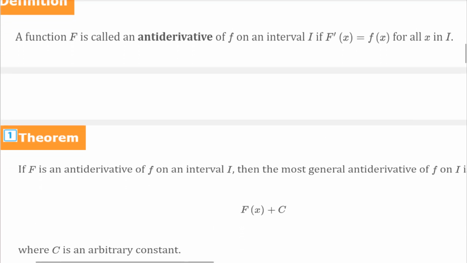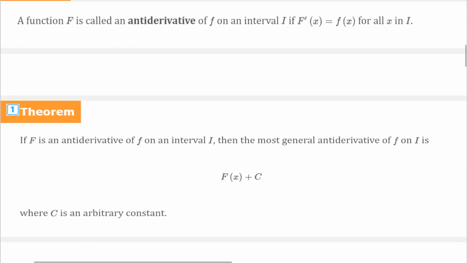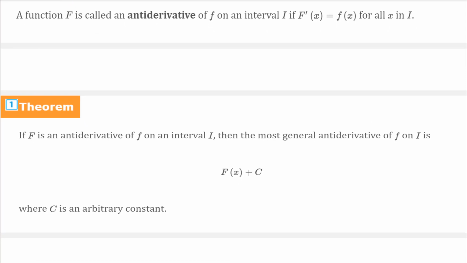And then here we go. If F is an antiderivative of little f on an interval I, don't stress about the interval I. That's what the domain is, what we're talking about. Then the most general antiderivative, not the antiderivative, but the most general antiderivative of f on that interval I is big F of x plus c, where c is some arbitrary constant.